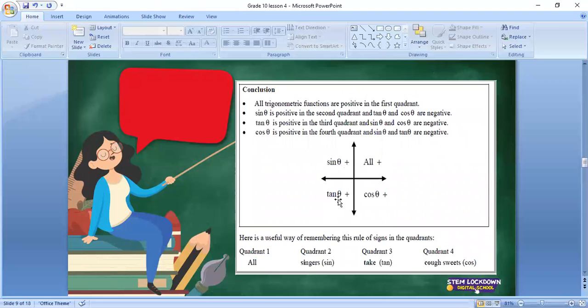Tan is positive here. Remember, tan is also positive in the first quadrant, but cos is not negative there. So the person wants where tan is positive and at the same time cos is negative. So we need the third quadrant. So our answer is what? The third quadrant for question C.